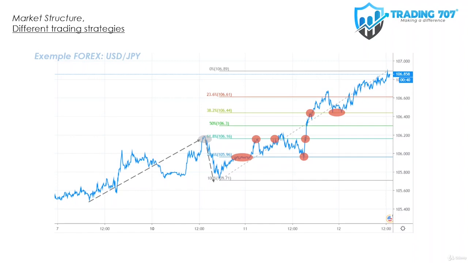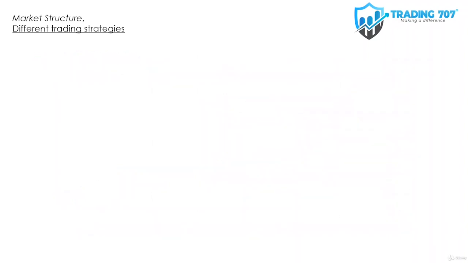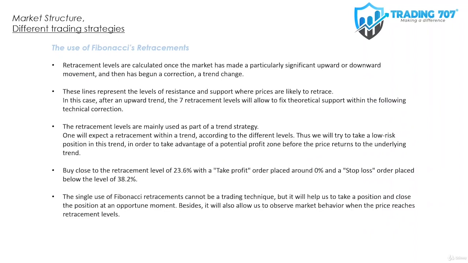Let's summarize what we have just seen in this graph. Retracement levels are calculated once the market has made a particularly significant upward or downward movement, and then has begun a correction, or a trend change. These lines, the Fibonacci retracement, represent the level of resistance and support where prices are likely to retrace. In this case, after an upward trend, the retracement level will allow us to fix theoretical support within the following technical correction. The retracement levels are mainly used as part of a trend strategy.